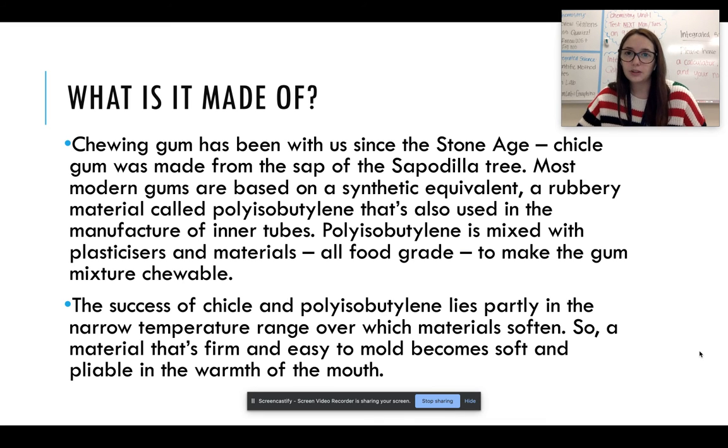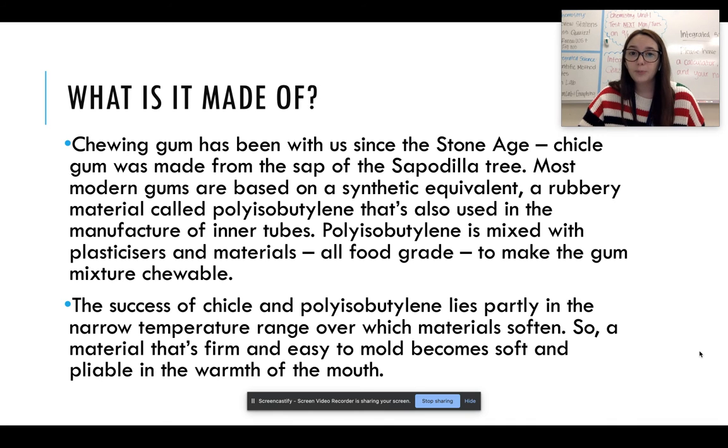Chewing gum has been with us since the Stone Age, which is crazy to think. The gum was made from the sap of the sapodilla tree. Most modern gums are based on a synthetic equivalent. It's a rubber material called polyisobutylene that's also used in the manufacture of inner tubes, which is crazy to think. I'm chewing stuff that's used for inner tubes.